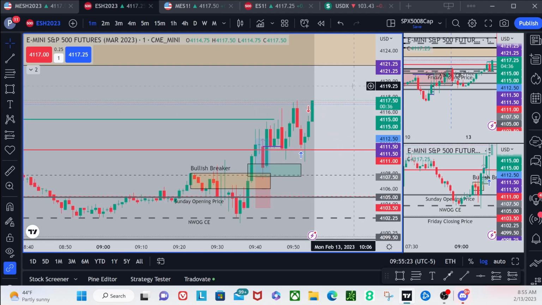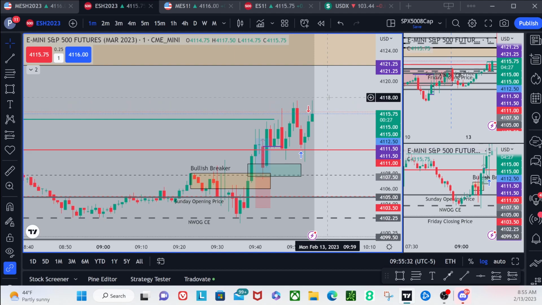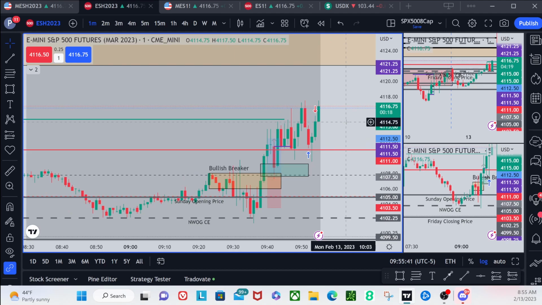Let's see if we can get that 41.18. Now we're above that volume imbalance. Do we get a touch of that volume imbalance again and then send it to 41.18? Watch that. Or if there's a rip right through 41.18 and go into that 15-minute imbalance I mentioned.